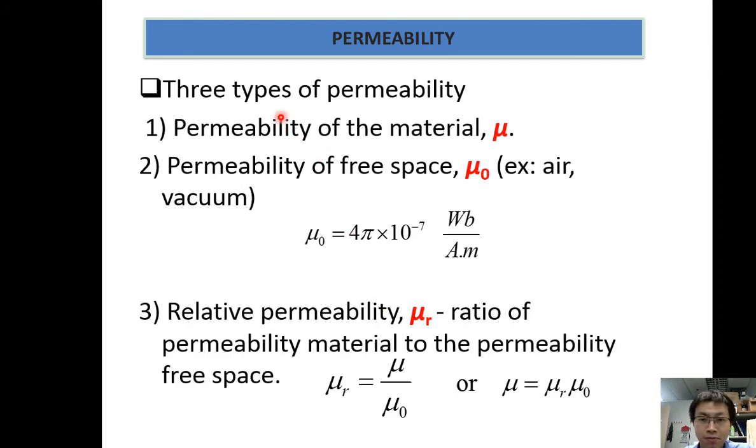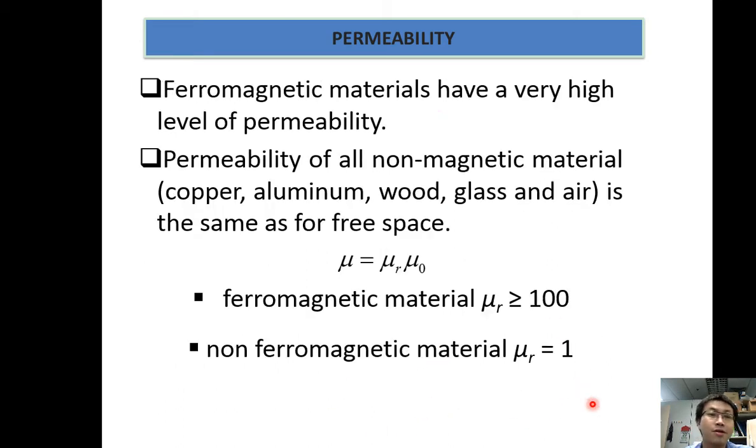There are three types of permeability. One is the permeability of the material, mu. One is the permeability of free space, which means vacuum, mu naught, which is 4 pi times 10 to the power minus 7 Weber per ampere meter. The third one, relative permeability mu r, is the ratio of the permeability of the material divided by the permeability of free space. To relate the three of them, we can put it in this equation: mu equals mu r times mu naught.